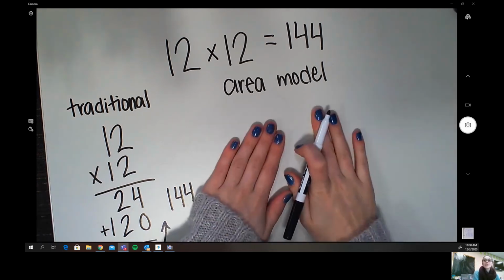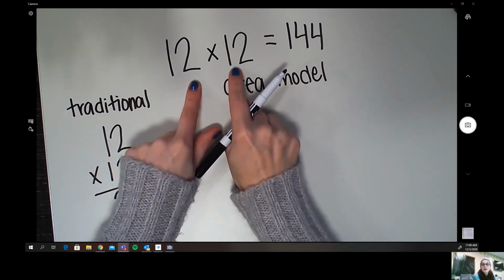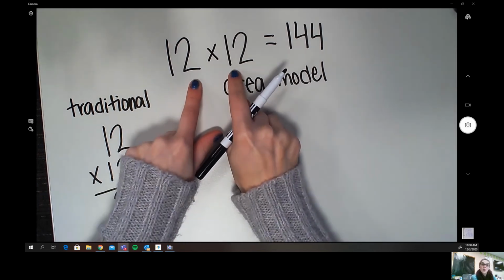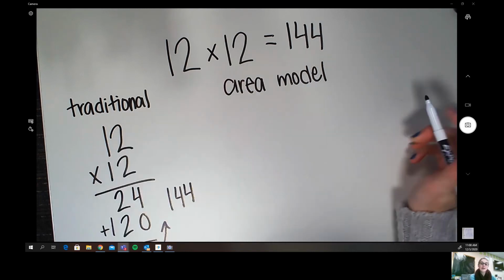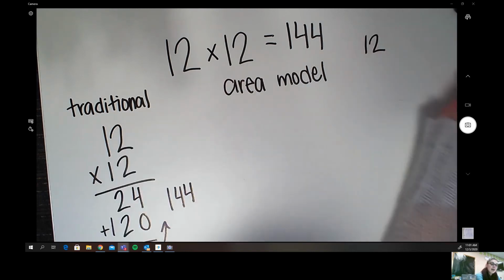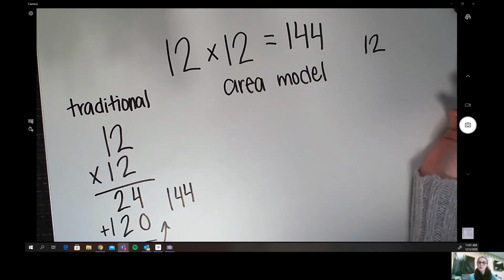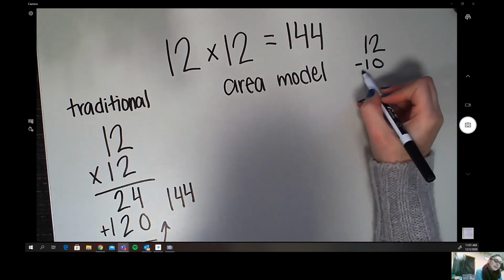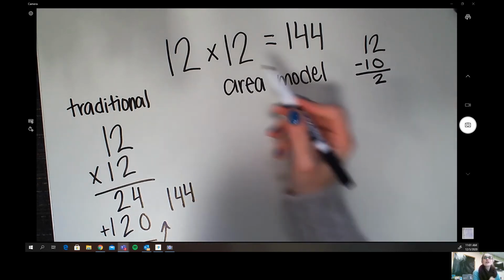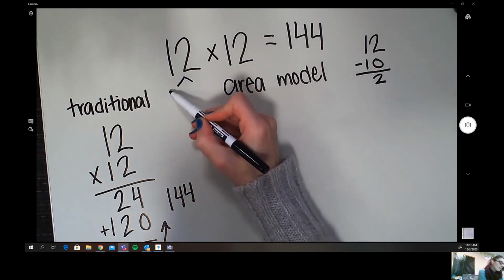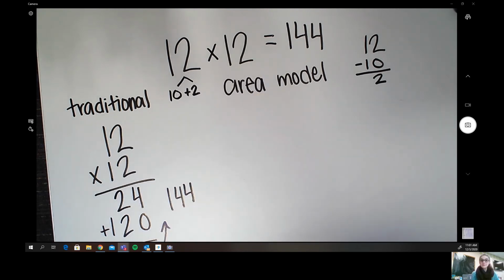So we're looking at an area model. The first thing that we have to do is break down our numbers in our initial problem, where they are in relation to 10. So the easiest way to do this, I tell my students, take our number. In this case, we have 12. Because we have the same number, we only have to do it once. So then I'm just going to subtract 10. And this leaves me with 2. So that means that 12 is 10 plus 2. So this is important.